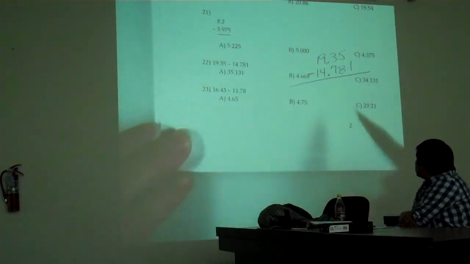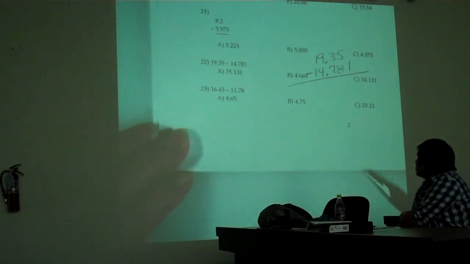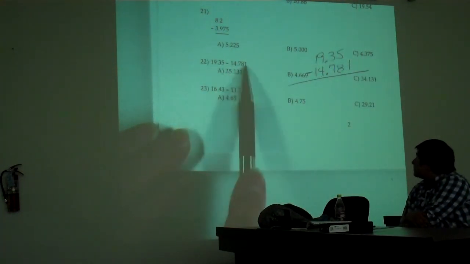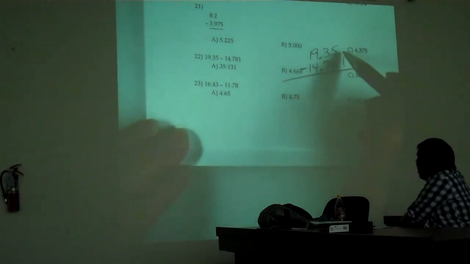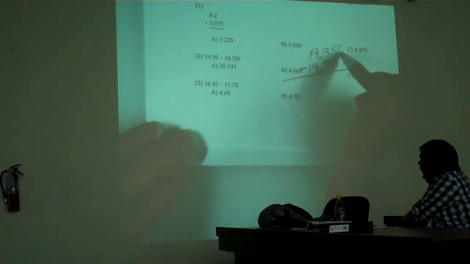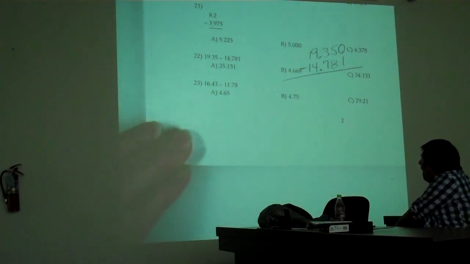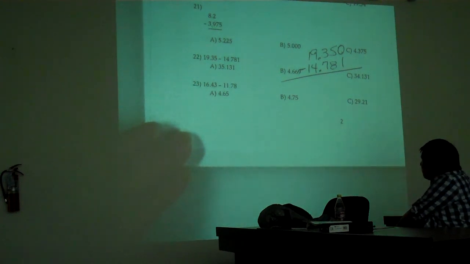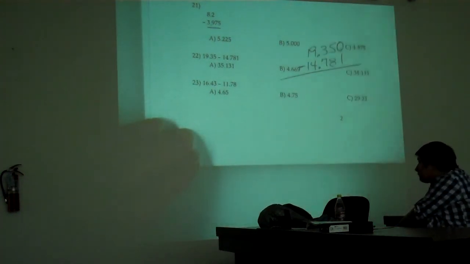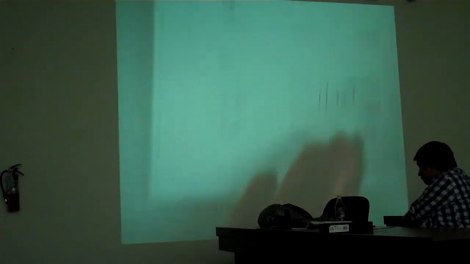Make sure and write it with the number on top and bottom. Don't do it sideways like this. Make sure you write it on top and bottom. If there's not enough numbers on top, add a 0. And then do your subtraction. Okay? And I'm going to let you do those on your own. If you have trouble with them, you can ask for help.